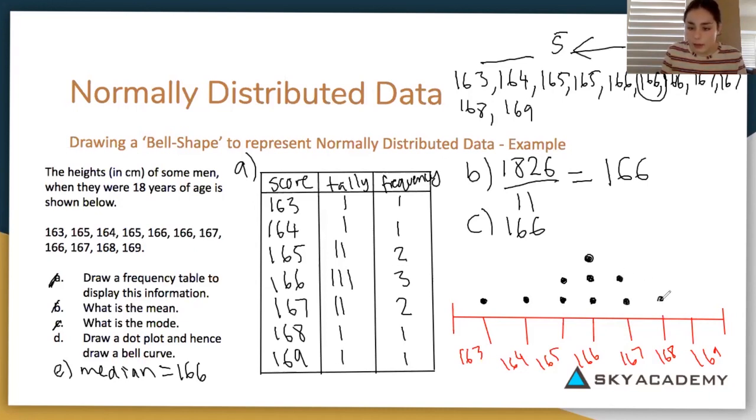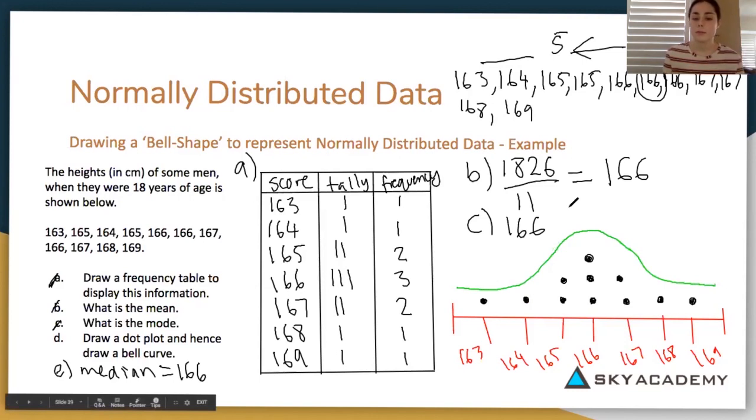So now I'm going to draw it in, let's say green. I'm going to draw the bell curve. So it's flat and then it goes up and then it comes back down. So that would be what the bell curve would look like. So that's how you draw normally distributed data and answer questions according to it.